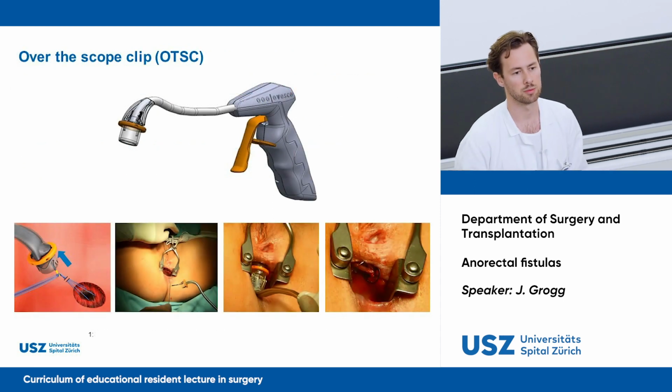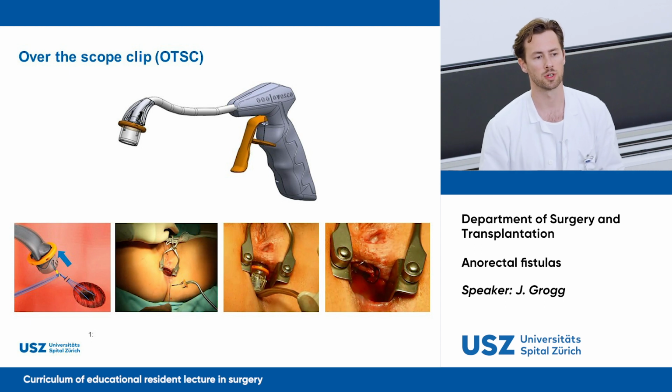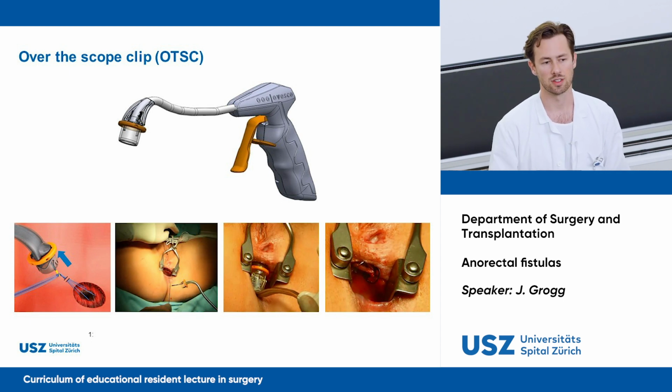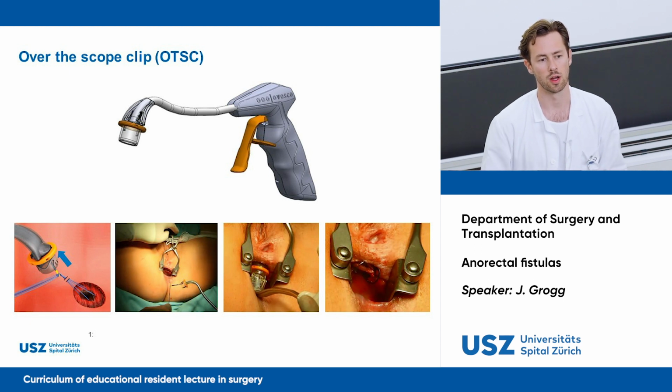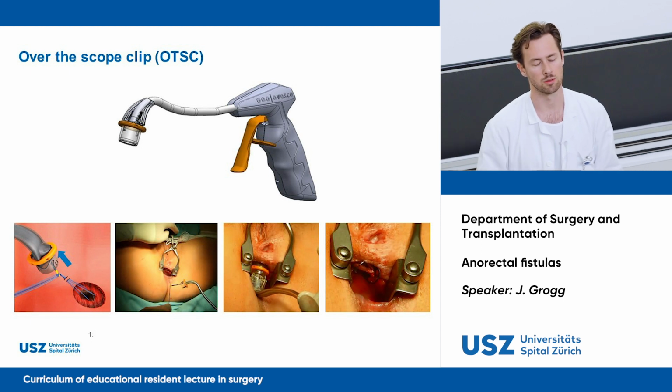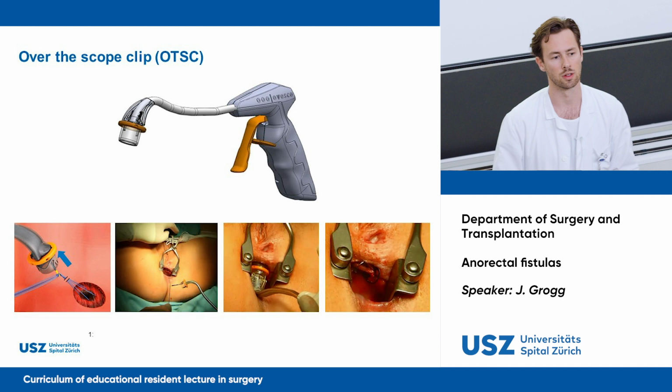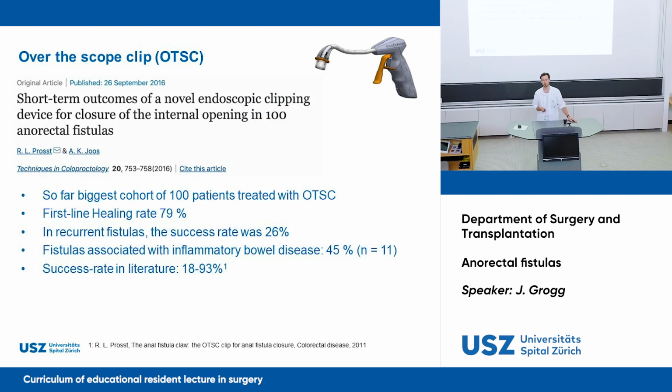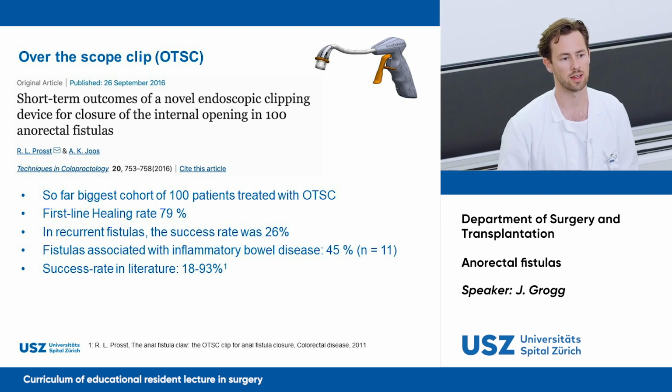One last word on a minimally invasive treatment. It's a newer one, the over-the-scope clip, or short OTSC. Actually, the device was before used to treat injury or lesions of the bowel wall endoscopically, and the German company modified this device in order to be used on anal fistulas. As I said, the German company produced it, so it's also a German group, Prosst et al., that publishes most data on the device. The so far biggest study with 100 patients treated like that, published in 2016, showed healing rates of about 79%, although they were less successful in recurrent fistulas with 26%.